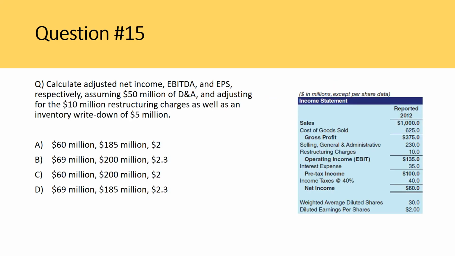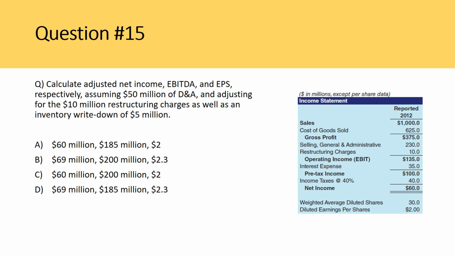Okay, and then the final question, question 15: calculate the adjusted net income, EBITDA, and EPS respectively, assuming $50 million of depreciation and amortization and adjusting for the $10 million restructuring charge as well as an inventory write-down of $5 million. This is another good question because in the chapter's video we talked about adjusting for non-recurring items.